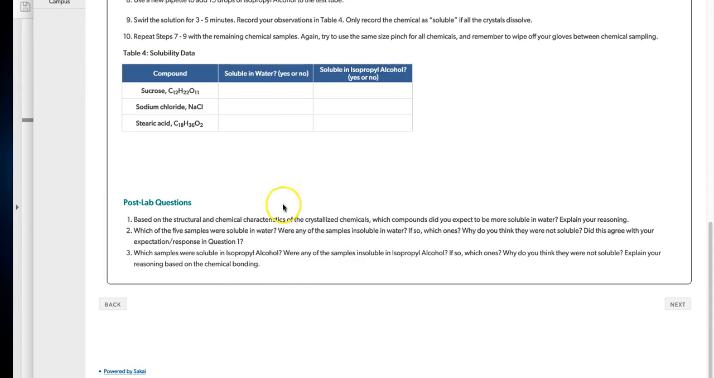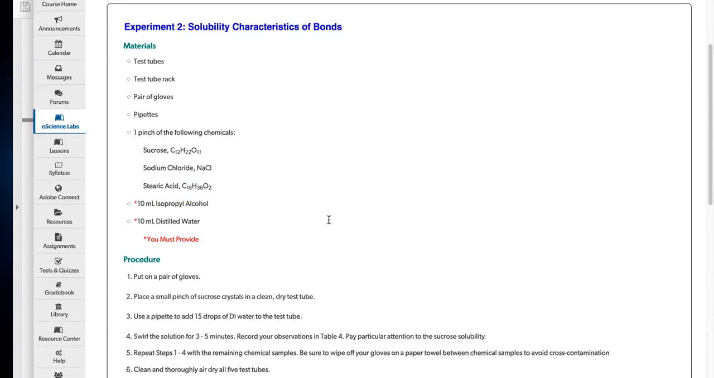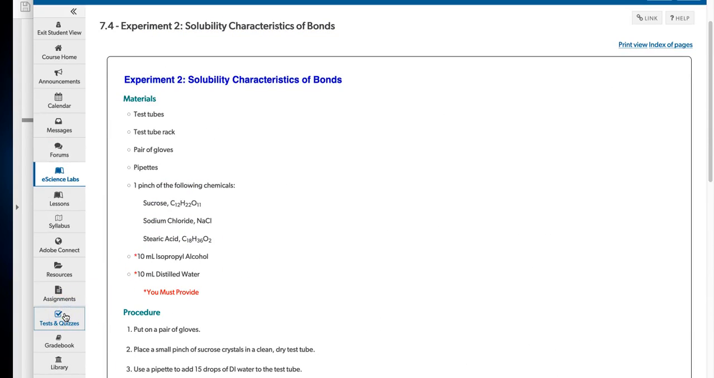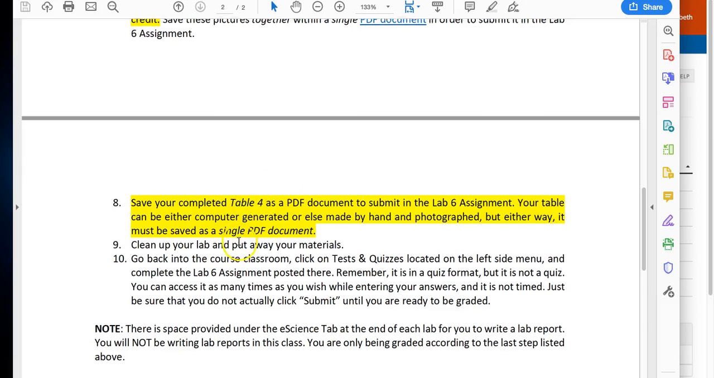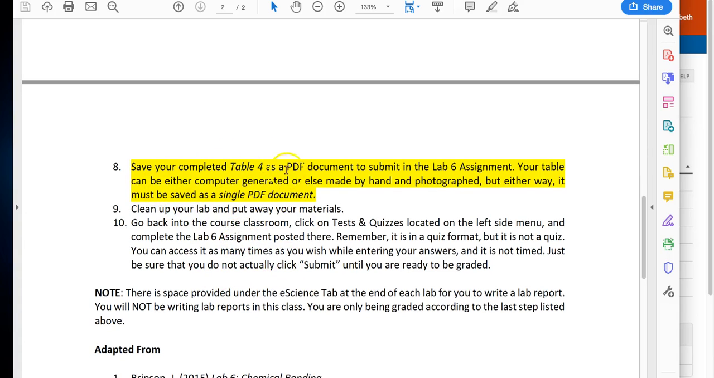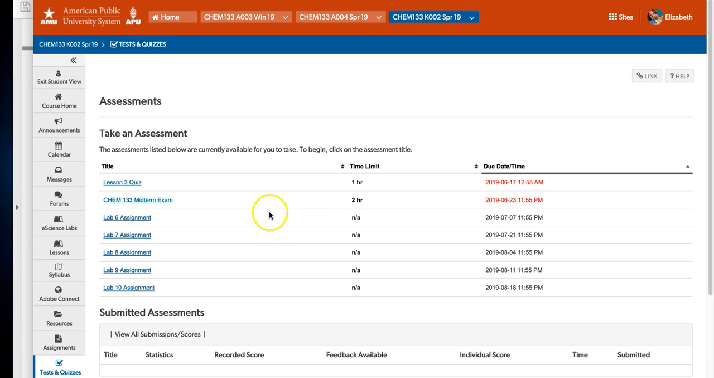Then when you're done, answer these questions, keep that off to the side, and then you're ready to go through tests and quizzes. And again, that's what it says right here too. You need your table 4 saved as a PDF, and you're going to submit that in your test and quizzes area here. You can do it by hand, take a picture, whatever. I just need to be able to read it. And then you're ready to do cleanup and go into your test and quizzes.